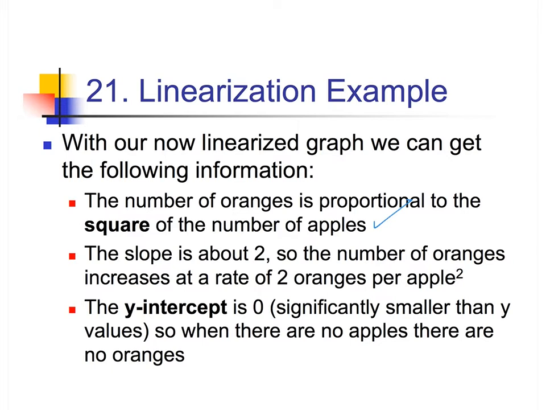Lastly, we can get our y-intercept, and that has some meaning as well. The y-intercept in this case is basically 0. If you look at that graph, it was 0.0923, which is so much smaller than the actual data points that we had that we can call it 0. So we can say that when there are no apples, there are no oranges. That's the meaning of the y-intercept: when there's none of x, how much of y is there?